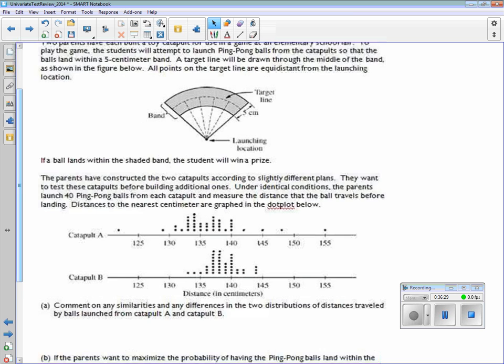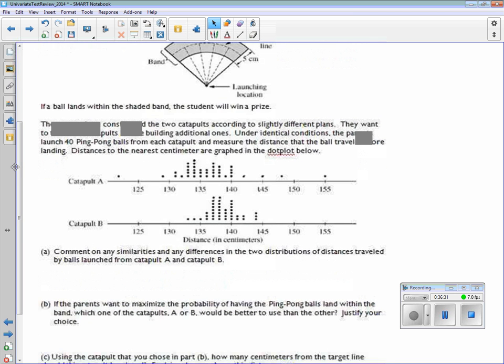Then we have some dot plots. We know how to compare 2 dot plots, don't we? We know how to talk about shape, center, spread, right? I fully expect you to be able to do that. So when it says words like comment on any similarities and differences, you're going to talk about shape, center, spread, right? Just like the quiz, honestly.